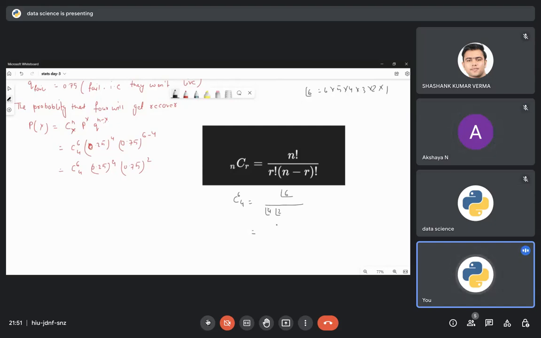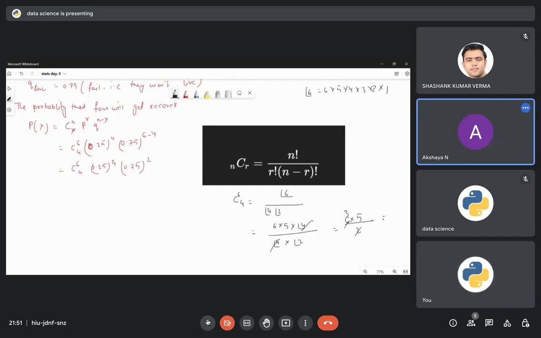So if I'm writing 6 factorial, then I can write 6 into 5 into 4 into 3 into 2 into 1. Instead of that, I can write this as 4 factorial. Yes or no? So 4 factorial into 2 factorial, and this 4 factorial gets cancelled. And 2 factorial will be 2 only, because 2 into 1 is 2. So the value will be 6 into 5 divided by 2, and 2 threes are 6 and 5 threes are 15.